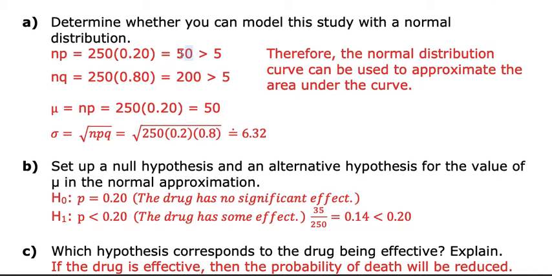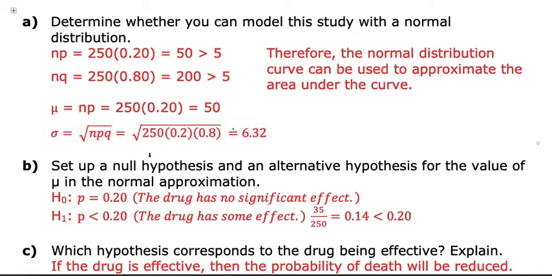In this case, they both are. This is the expected number of pigs that will die, and this is the expected number of pigs that will survive in a group of 250. So, mu, the expected number of pigs who will die if 20% is truly the proportion of pigs that will die from swine flu, we would expect that 50 in a group of 250 will die. And the standard deviation is given by this formula, the square root of npq, and the standard deviation is equal to 6.32. That's a standard deviation formula specific to binomial probability distributions.